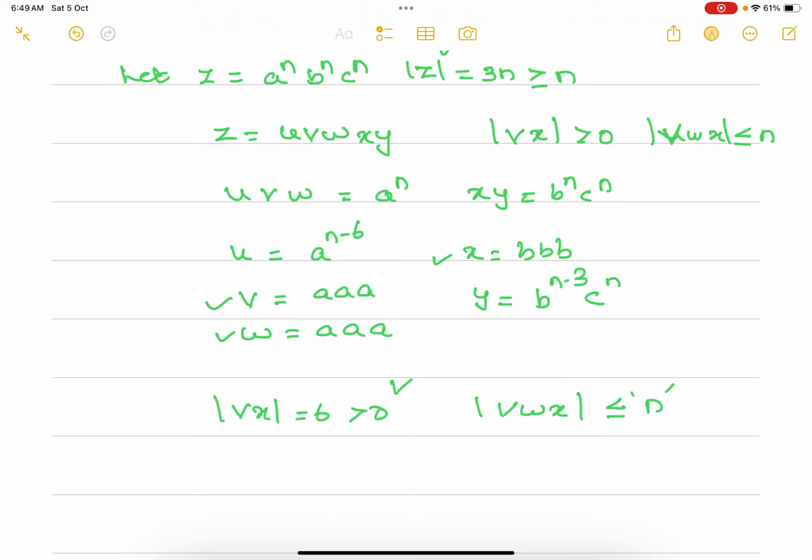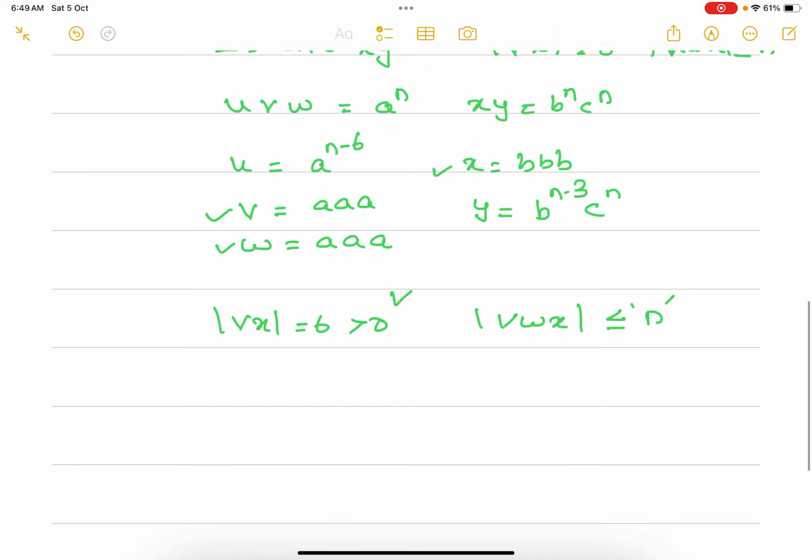Now I need to select a value of i in such a manner that when we pump, U V pumped i times, W X pumped i times, Y should not belong to L. So I'll be selecting my value of i as 2.